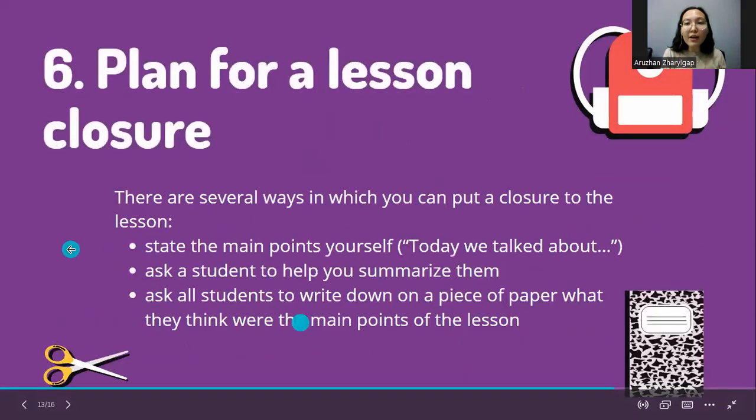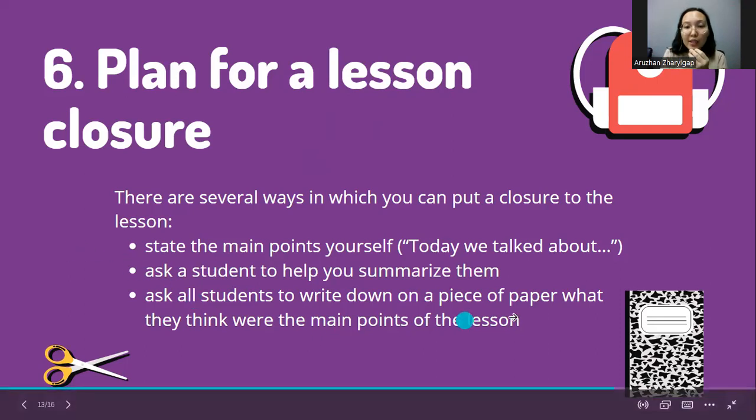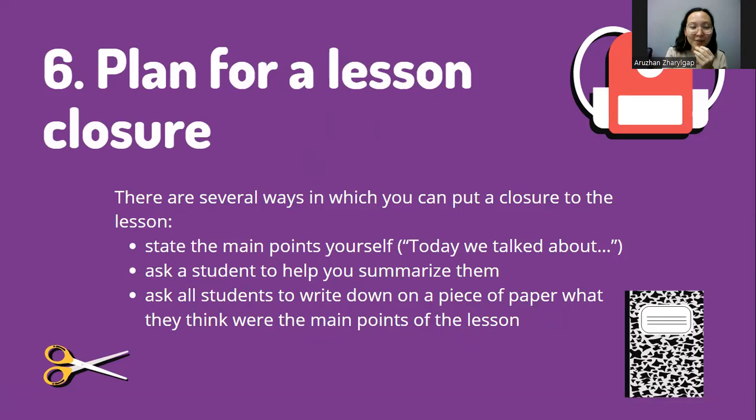And actually, there are several ways in which you can put a closure to the lesson. You can state the main points yourself, such as, today we have talked about present simple and present continuous. Also, you can ask a student to help you summarize them, either orally or in a written form. Also, you can ask all students to write down on a piece of paper what they think were the main points of the lesson. And by the way, after the lesson, you can use these papers and opinions in order to reflect on your lesson and then change it. But we will come back to it a bit later.